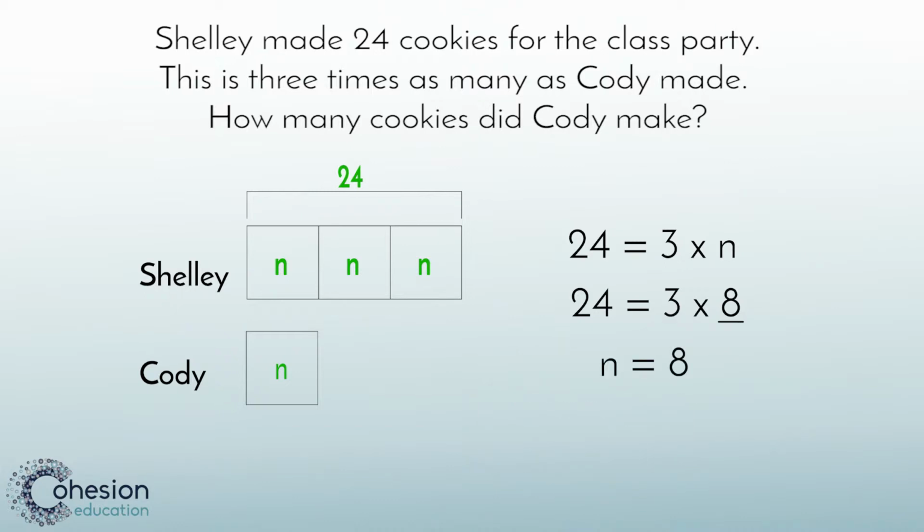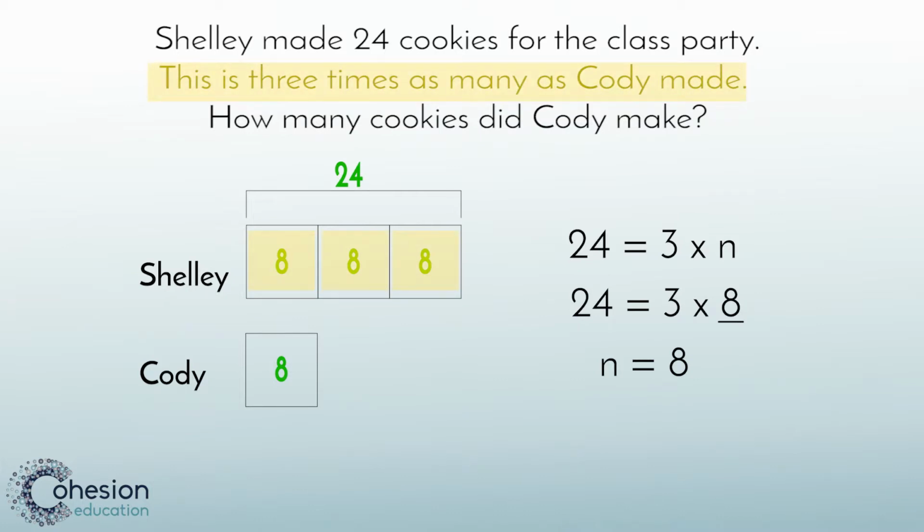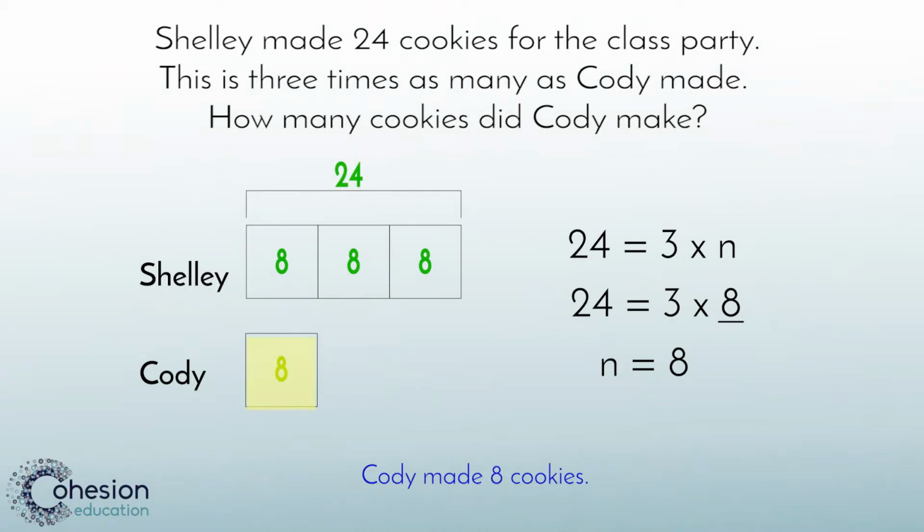To check my work, I will plug 8 into each box. If Shelley had 3 groups of 8, 3 times 8 equals 24. This is correct as the problem told us this is how many Shelley made for the whole party. There is also an 8 in Cody's box. I know this is correct because the problem told me Shelley made 3 times as many as Cody, and as we just discovered, 3 times 8 equals 24. Now I can answer my question. Cody made 8 cookies. We have just used comparisons to solve a multiplication problem.